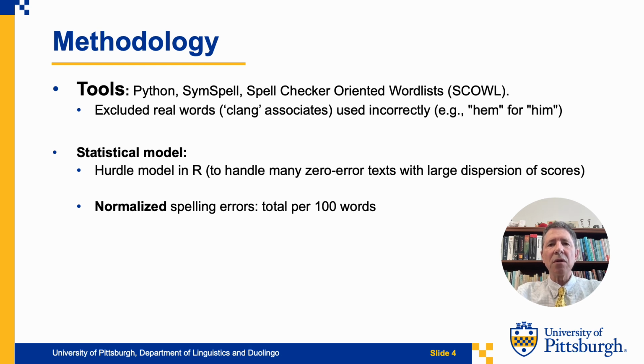The statistical model that we used was the hurdle model, which is used for data sets that contain scores of many zeros and scores that are over-dispersed. We normalized the data by counting the number of errors per 100 words.